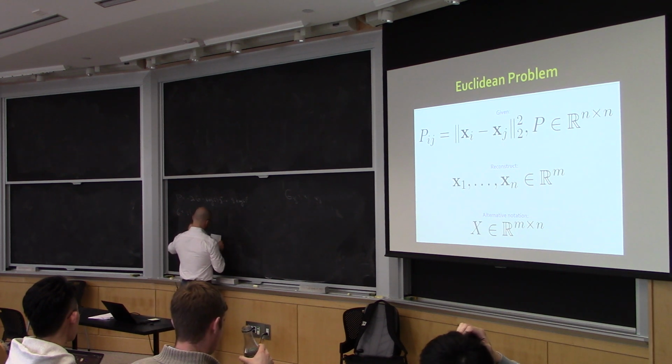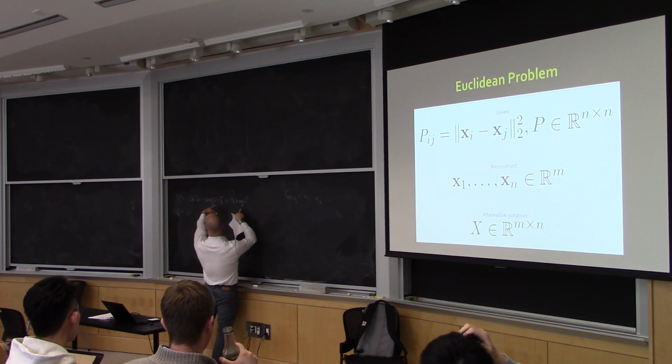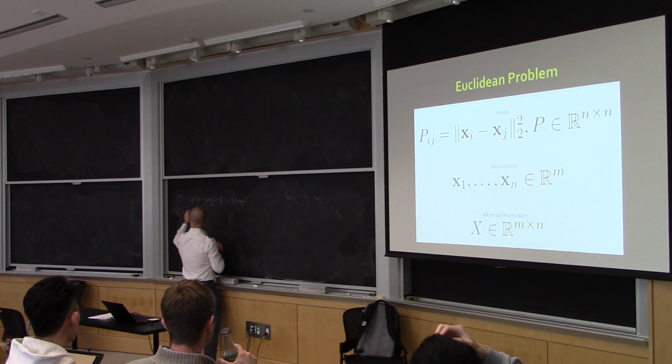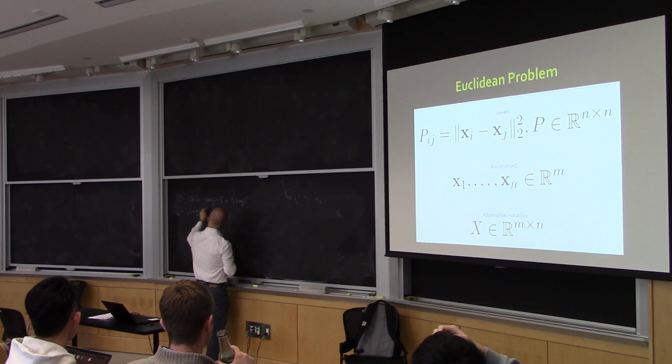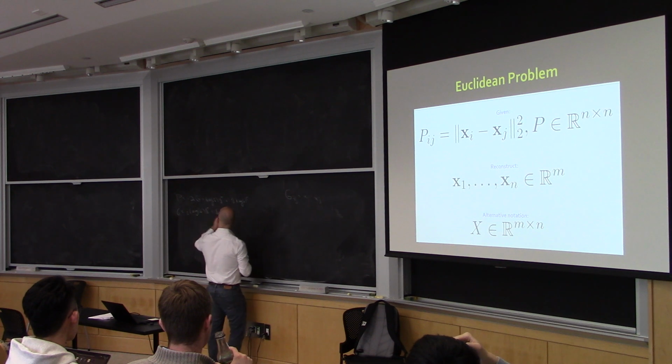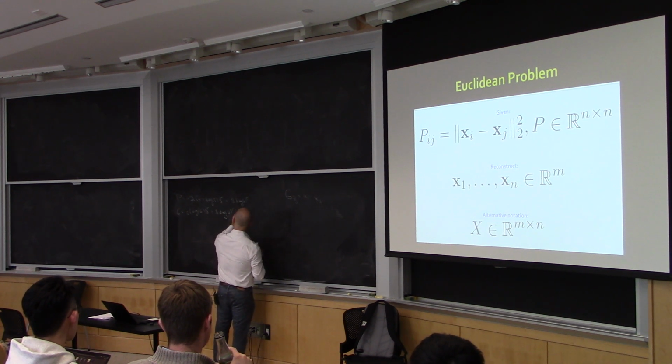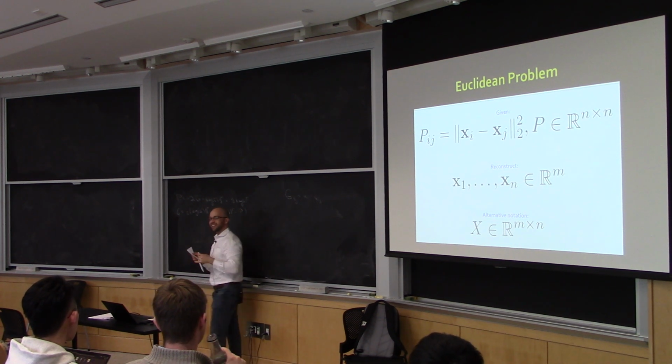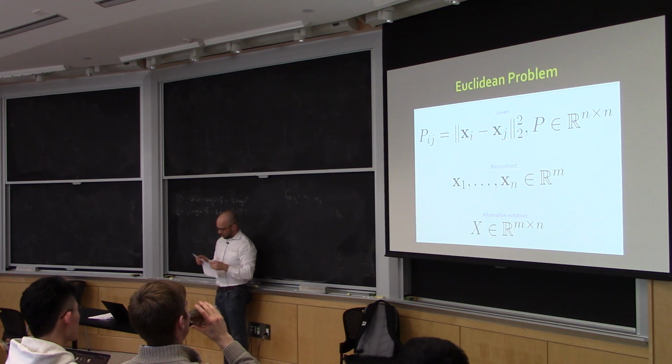1/2 times these two guys, right? So the diagonal of G minus P, right? So that's just algebra. And then what did I do?